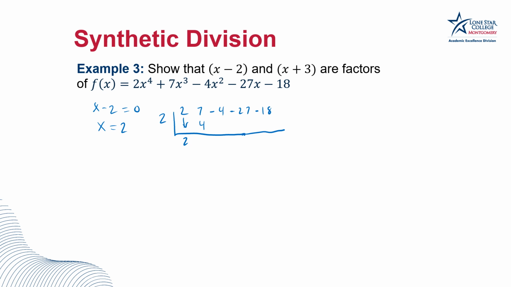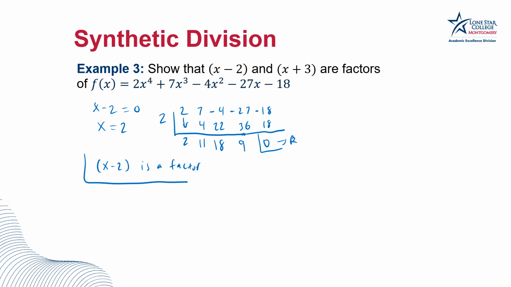7 plus 4 gives us 11. 11 times 2 is 22. 22 minus 4 gives us 18. 18 times 2 is 36. -27 plus 36 is a +9. And 9 times 2 gets us 18. So -18 plus 18 gives us 0. So that right there is our remainder, which is true, right? So we say that x minus 2 is a factor.